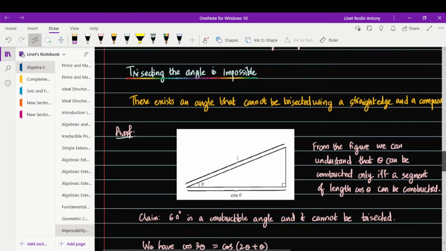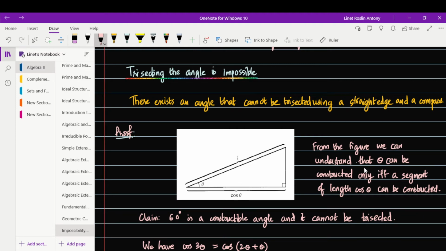So the next one is trisecting the angle is impossible. The statement goes like this: there exists an angle that cannot be trisected using a straight edge and a compass. So we have to say that there exists an angle which cannot be trisected. You can see the figure here.